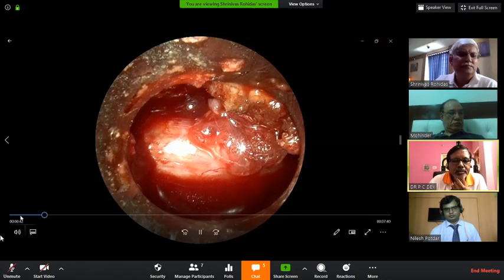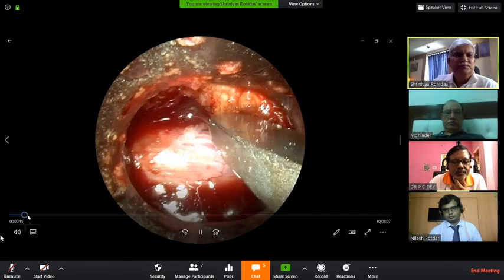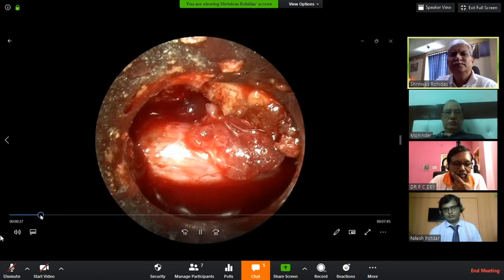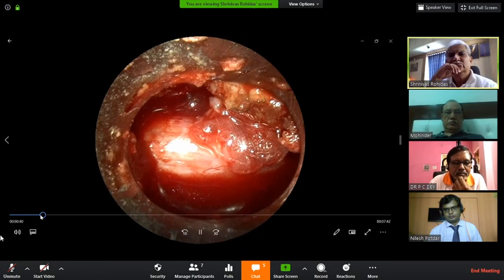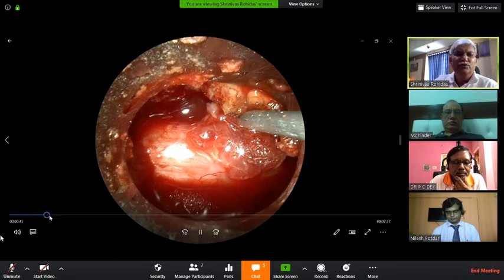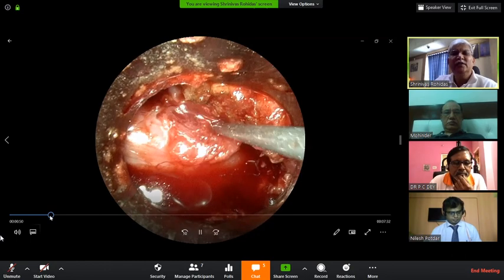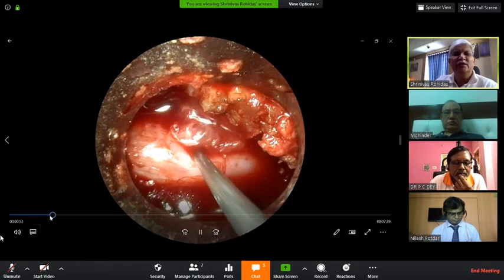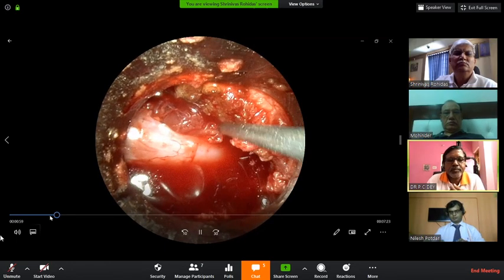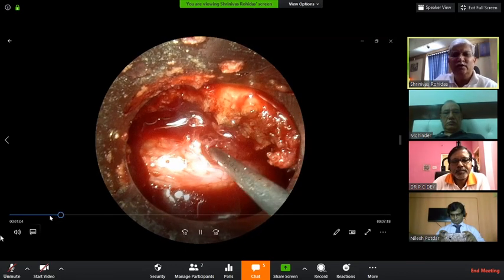Okay. Yes, visible. This is a dural tear. Huge dural tear. I'm using a muscle piece. You have to use a nerve hook, or this is a spinal needle. Spinal needle is always better than the nerve hook, because it will not slip. Otherwise what happens, you have pushed the muscle inside, and with the nerve hook it comes out immediately.